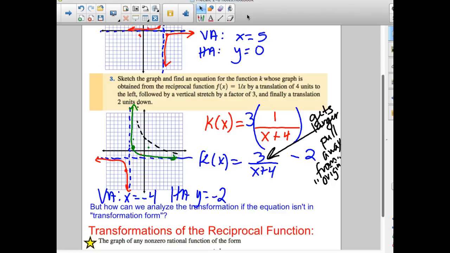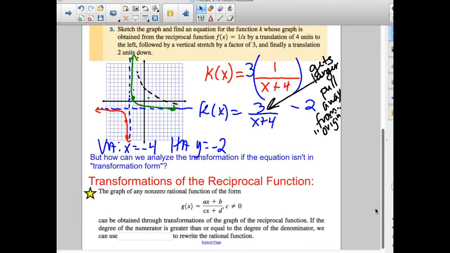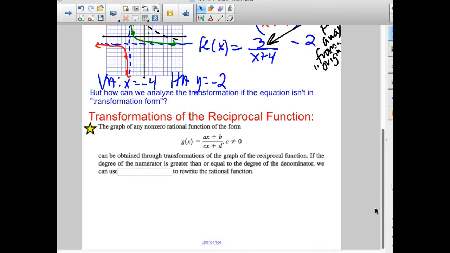So if we can write them in this transformation format, you guys know what happens. You can tell what transformations are done. The question comes now is, what if they're not in that format? What if we have a polynomial like this, where there's some x's on top? All right, that changes things a little bit.